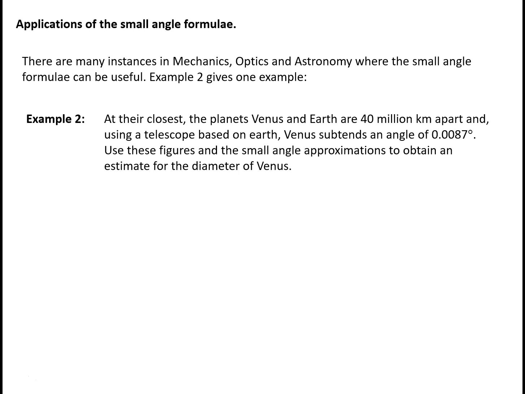At their closest, the planets Venus and Earth are 40 million kilometers apart, and using a telescope based on Earth, Venus subtends an angle of 0.0087 degrees. Using these figures and the small angle approximations, we've got to obtain an estimate for the diameter of the planet Venus. So a diagram would clearly be helpful.